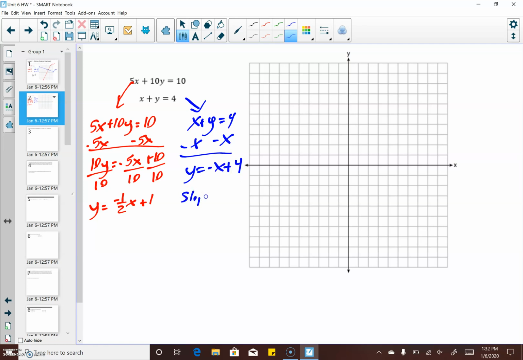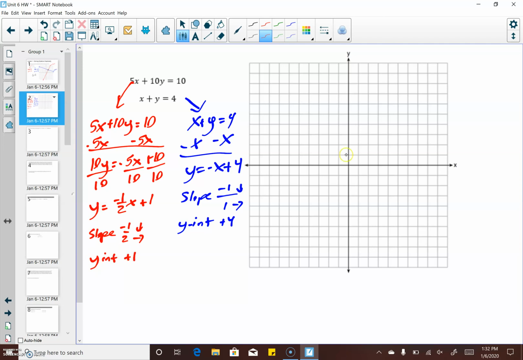So that gives me a slope of, remember, there's really an imaginary negative 1 in front. So it's negative 1 over 1. So we're down 1, right 1. And a y-intercept of positive 4. Now I'll go back and just do that for the first one as well. Slope is negative 1/2, so we're down 1, right 2, and a y-intercept of positive 1.